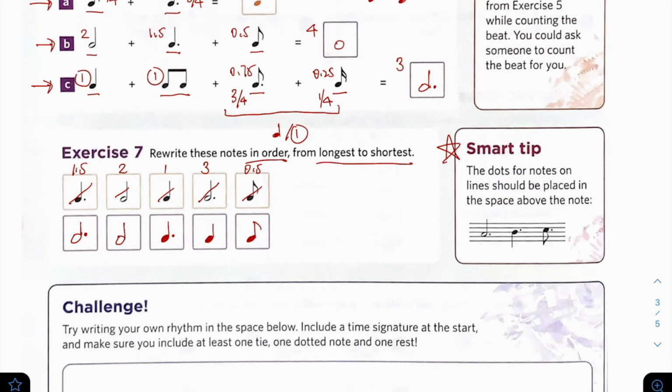Smart tip. The dots for notes on lines should be placed in the space above the note, like this. So we do not put the dot under the line. We always have to put the dot above the line.